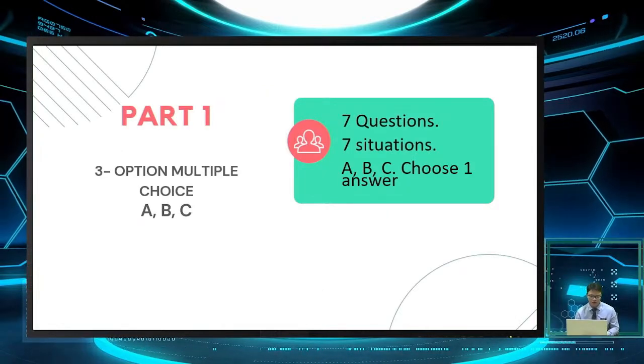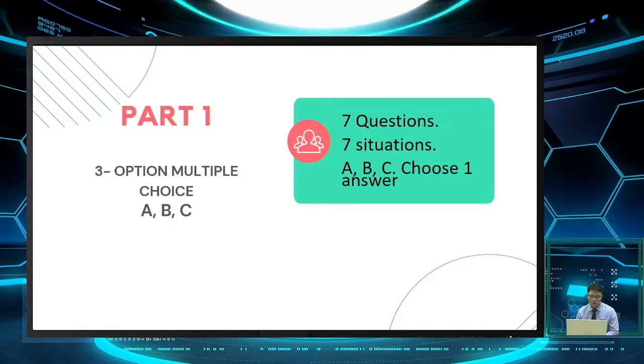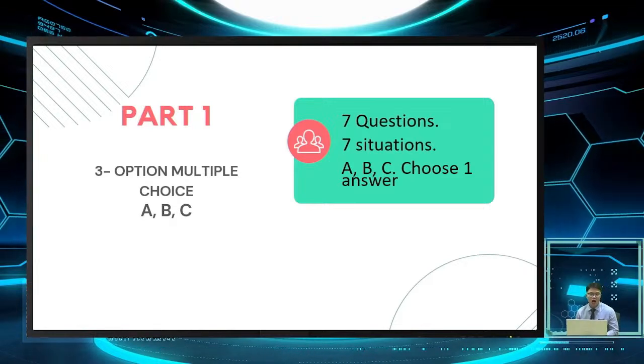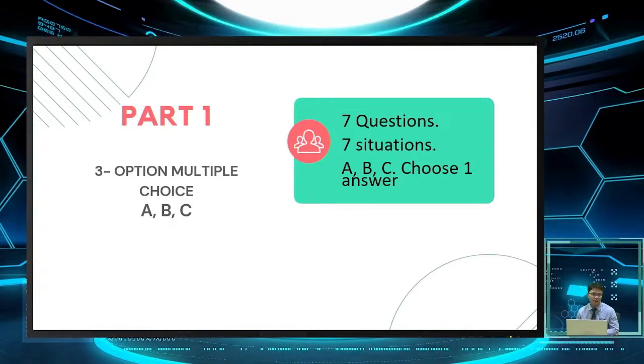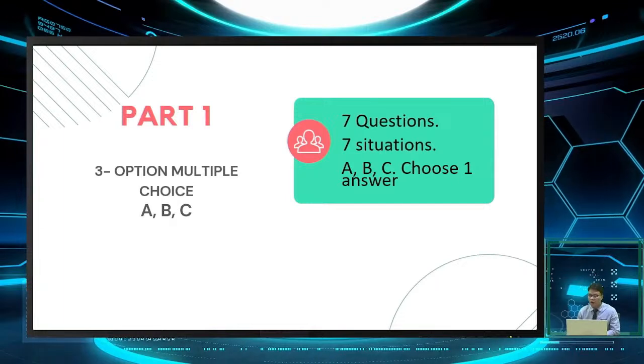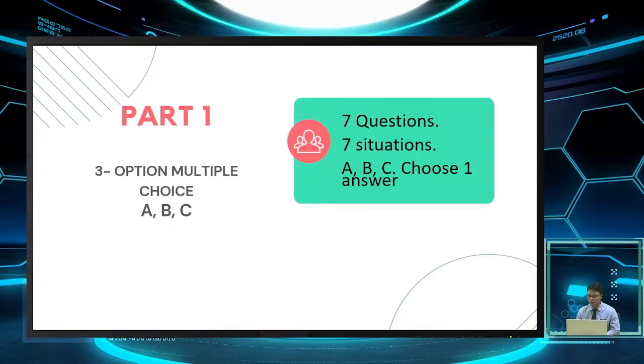Moving on. Now, let's dive into part 1. In part 1, you have 3-option multiple choice, which is A, B, and C. You only need to choose one. So there are 7 questions with 7 situations, and you only need to choose one answer.